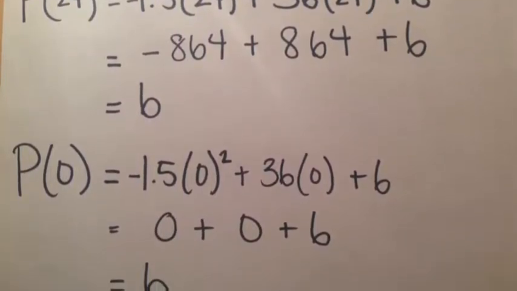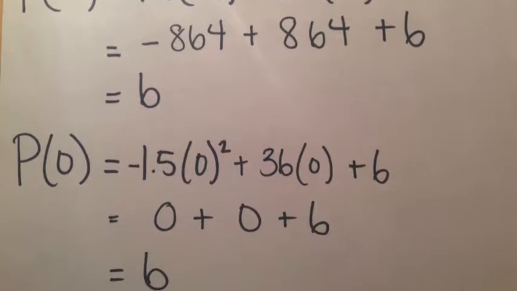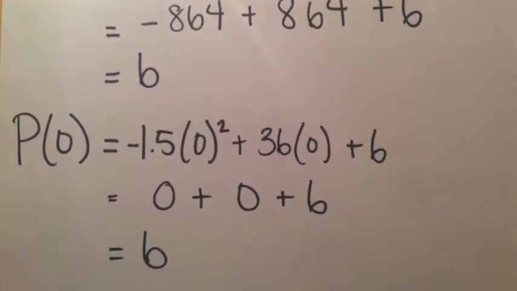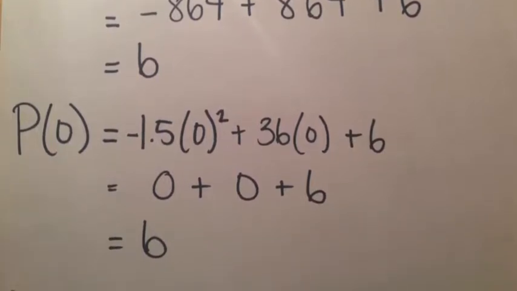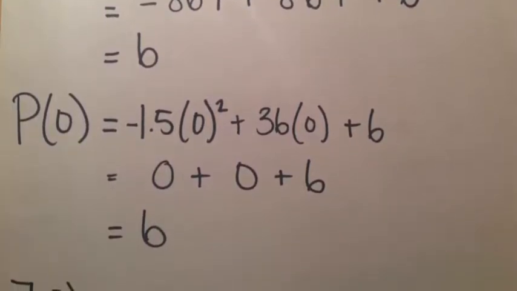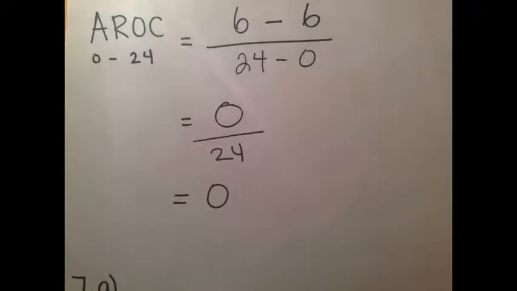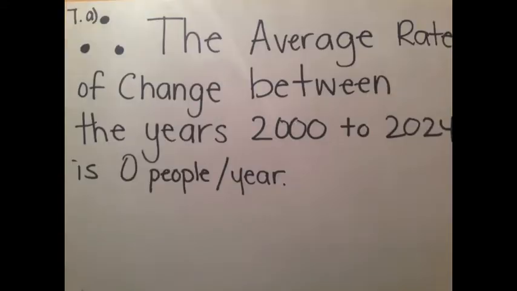Now that we have solved for P(24) and got an answer of 6, we can now solve for P(0). Now instead of plugging 24 into your t value, you plug in 0. Now that we have solved for P(0) and got an answer of 6, we can put both of those values into our AROC equation. The value that we have solved for AROC between 0 and 24 is 0. So, therefore, the average rate of change between the years 2000 and 2024 is 0 people per year.